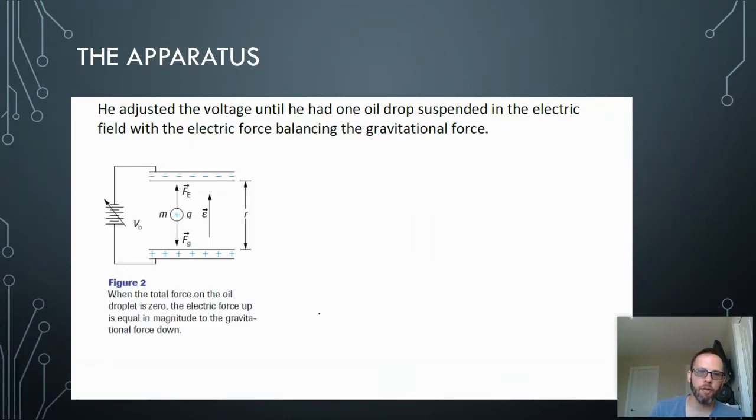As I said, he adjusted the voltage until he had one drop suspended in the electric field. You can see in this diagram we've assumed that the positive plate is on the bottom and the negative on the top. That must mean the oil drop that was suspended had to have a positive charge for its electric force to be up. If he switched the voltage around, so we had a negative plate on the bottom and a positive on the top, and he suspended a charge, we would know it was a negative charge. But the way the diagram here is set up, we know that there was a positive charge, that this oil droplet had lost electrons.